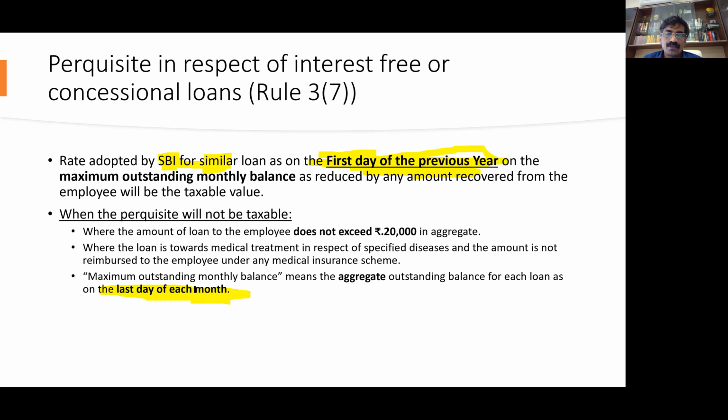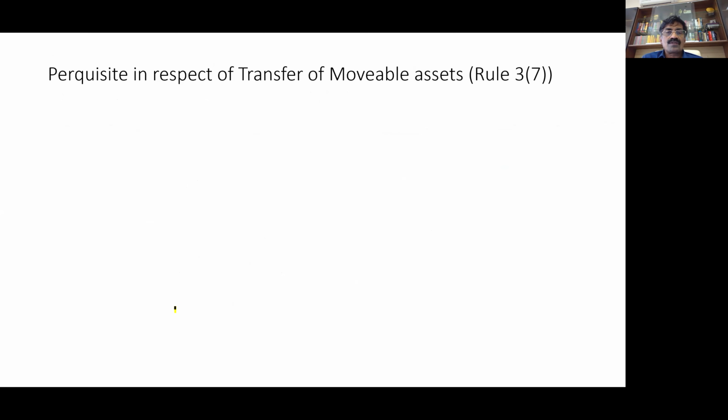Now, similarly, if the loan is for treatment of certain specified diseases, which we already discussed at the time of 80DDB, and the amount is not reimbursed to the employee under any medical insurance scheme, then nothing will be taxable. So, two exceptions: loan not exceeding 20,000, and loan for the purpose of prescribed diseases which are there in 80DDB, provided there is no insurance reimbursement for that. So, this is about Rule 3(7).